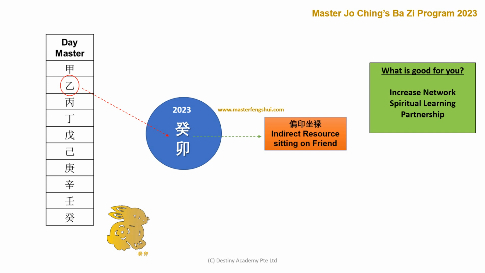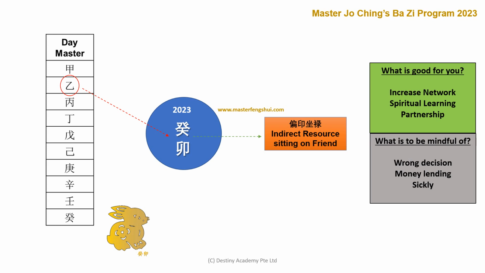You can also go for partnership, or rather there could be a potential partnership coming to you, because you are also experiencing the arrival of friend star. You will definitely meet more friends, with an increase in your social network. Now, what is to be mindful of?